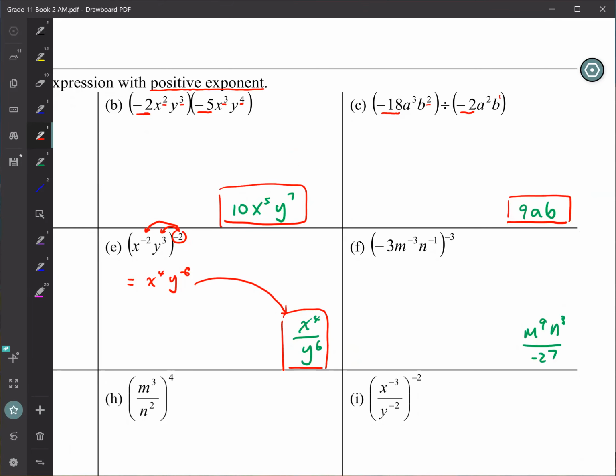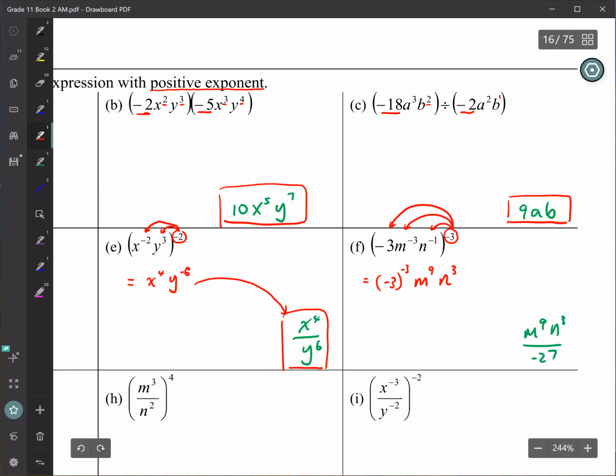Okay, so question F just has more things to share. -3 will go into three parts. So you get -3 to the -3, m to the 9, because negative makes it positive, right? N to the 3. Now the only thing that's going to move is the first term, because that one has a negative exponent. So it will go down. M to the 9, n to the cube will stay there, and -3. See, I keep the brackets.